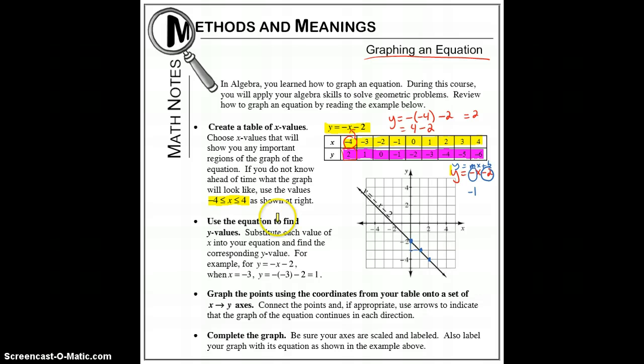You can use this method of plugging into a table and solving to get points, plotting those points and graphing them. You can also recall back to when you talked about slope-intercept form and where you searched for your y-intercept and your slope. Either method will help you plot these lines onto a graph, but you need to be able to plot a line on a graph from just one given equation.